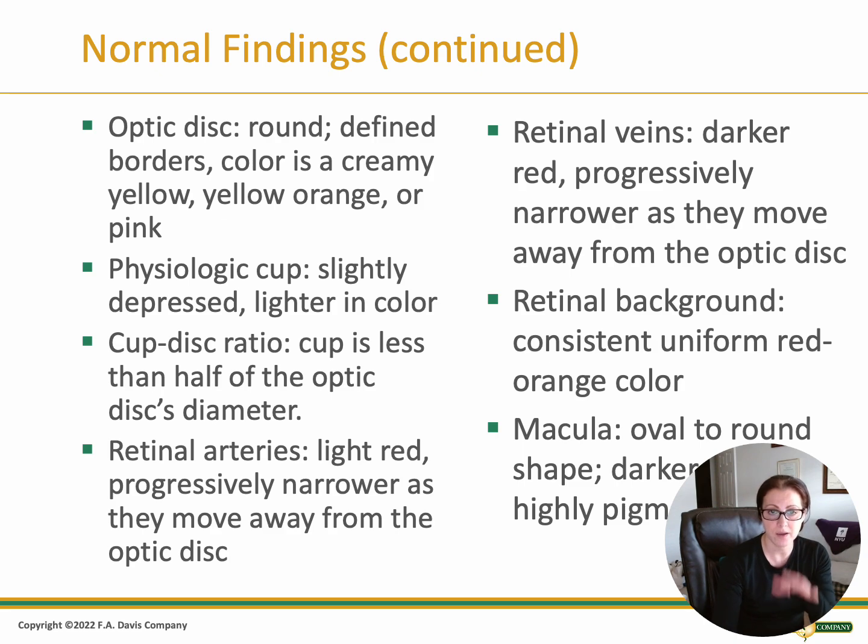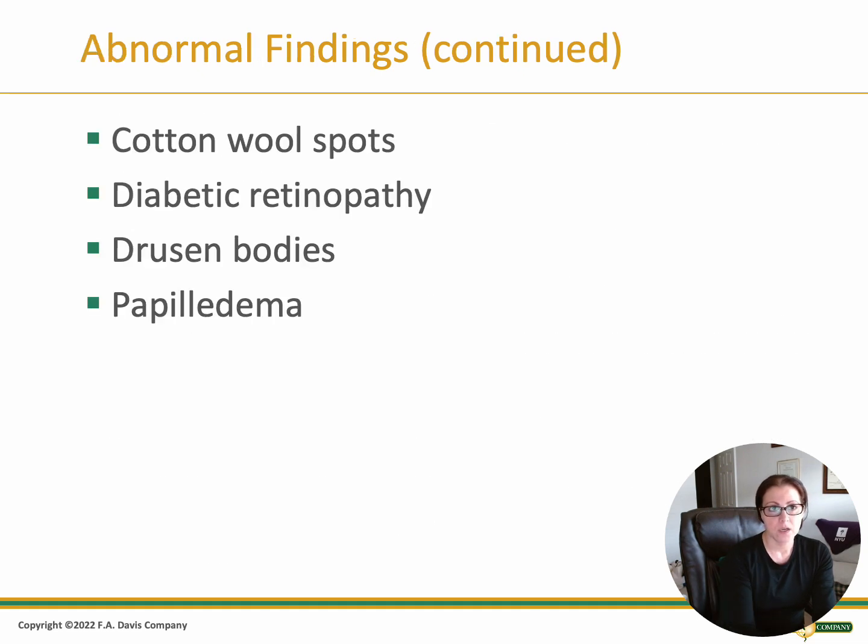The veins should be obviously darker, and the background should be a uniform reddish-orange in color. And the macula, once that patient looks right into the light source, should be oval to round shape and darker in coloration. Abnormal findings include cotton wool spots or white patches, and that can be indicative of retinopathy, drusen bodies, as well as papilledema. Papilledema is simply areas of swelling, a lighter red, lighter color of the retina.